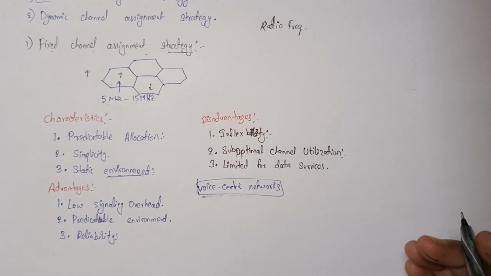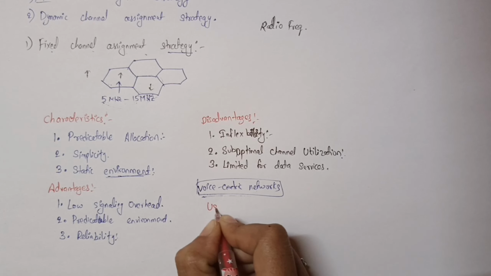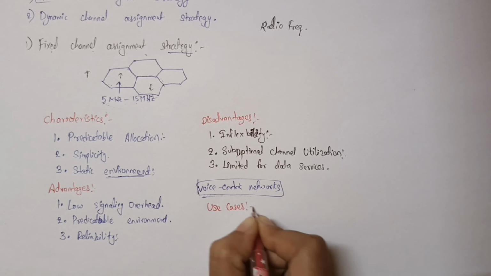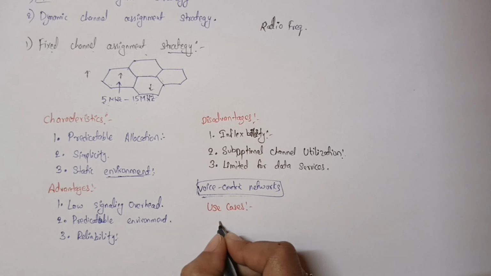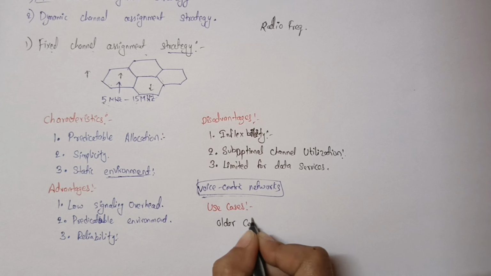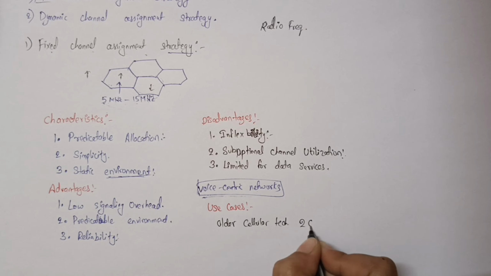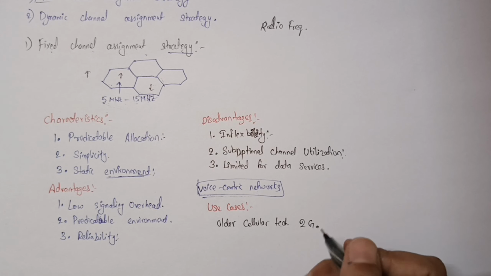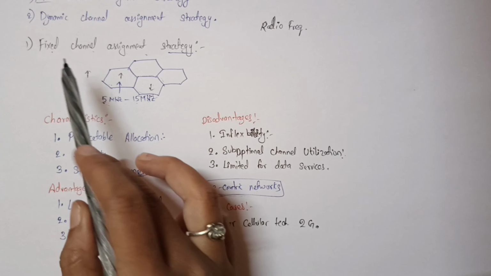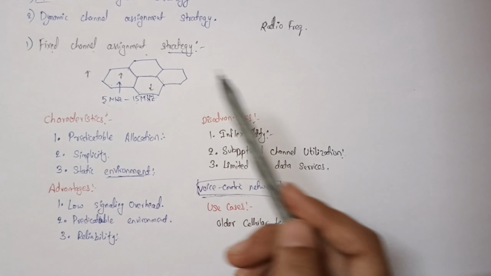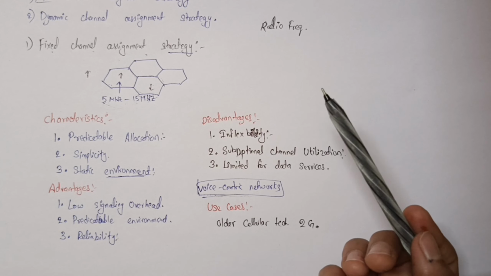Now let's see what are the use cases of this fixed channel assignment. So this fixed channel assignment is commonly associated with older cellular technologies such as 2G, and these technologies have relatively predictable voice centric traffic, and they have used this fixed channel assignment strategy as a straightforward and reliable channel assignment strategy.